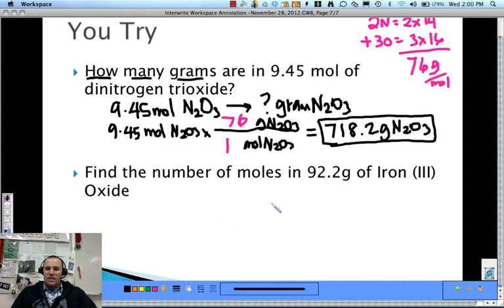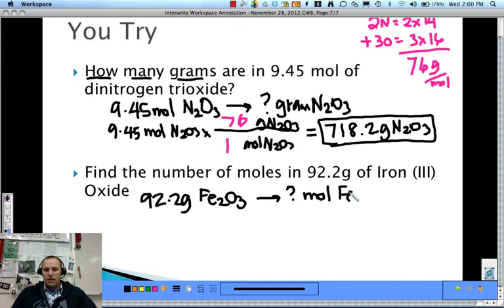Let's do another example. Find the number of moles in 92.2 grams of iron 3 oxide. Write what you know. Are you getting tired of hearing me say that yet? Iron 3 oxide is Fe2O3. Make sure you can write these names and these formulas correctly. You're going to have a rough time if you can't. We want to know how many moles this is. Fe2O3. 92.2 grams.